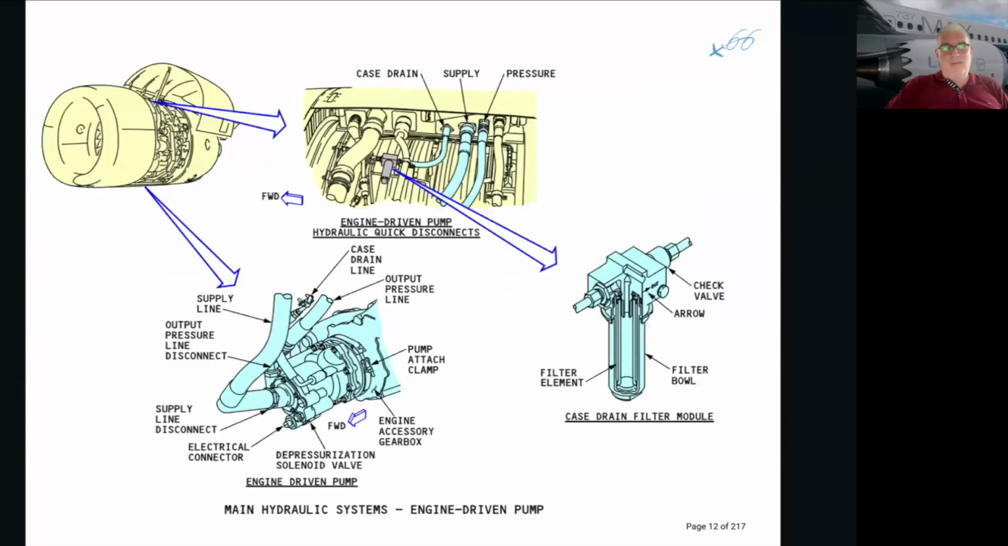The engine-driven pump is connected directly to the engine, to the accessory gearbox. As the engine turns, the hydraulic pump turns. It's got an electrical connector, and it's got the supply line and the return, and it will run as long as the engine is running.